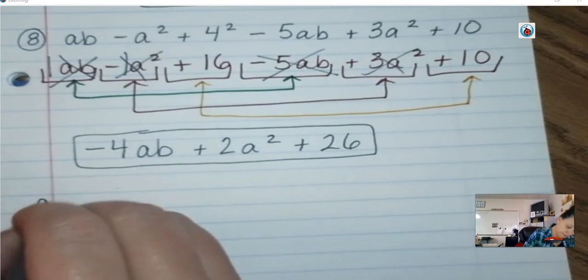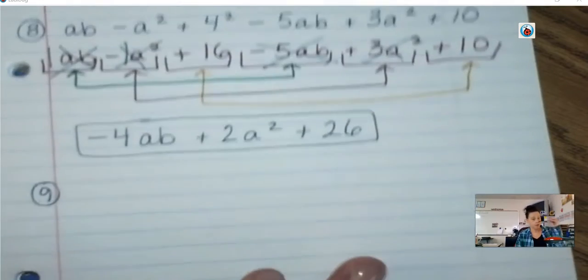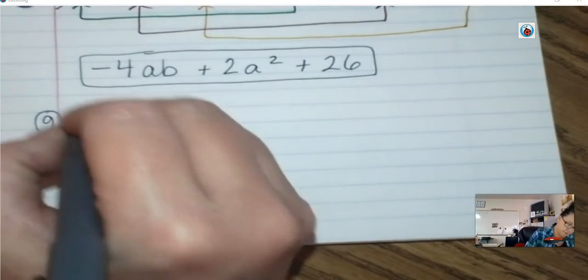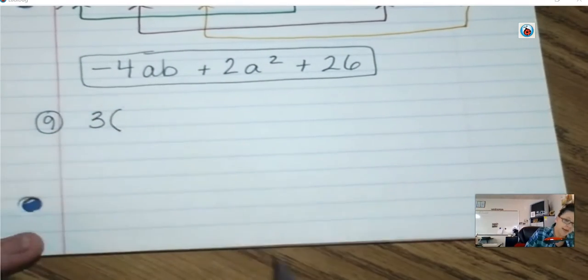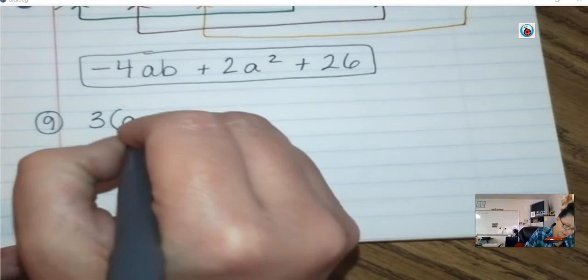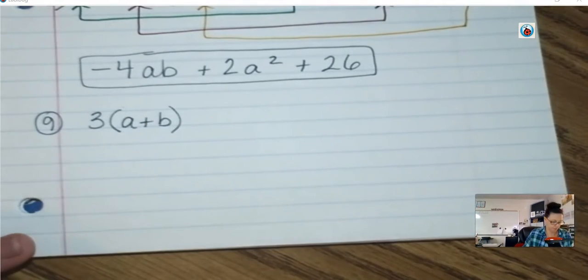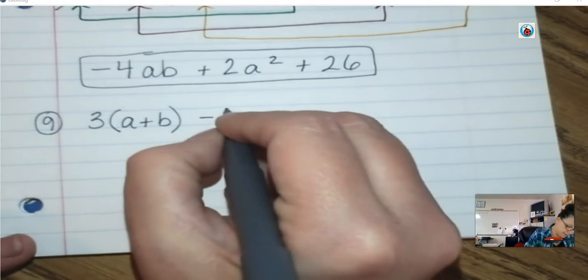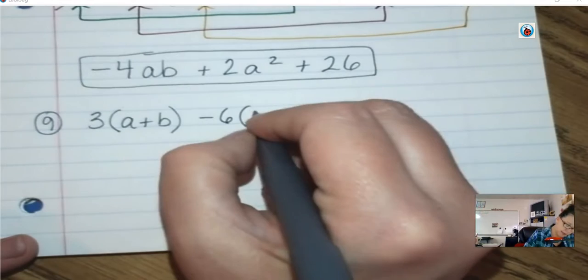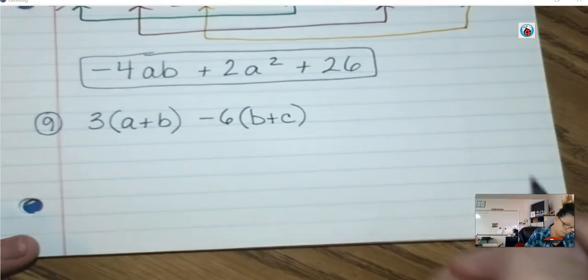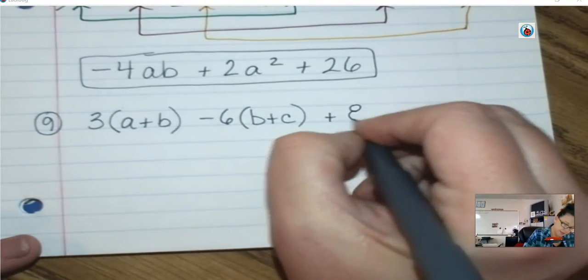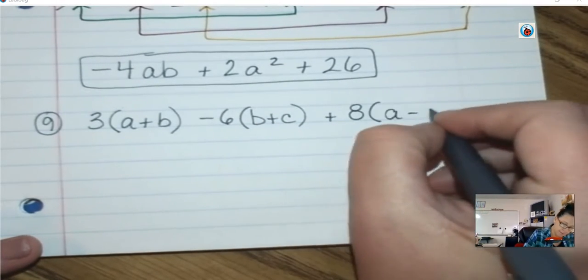Okay, another one. Three times the quantity A plus B minus 6 times the quantity B plus C plus 8 times the quantity A minus C.